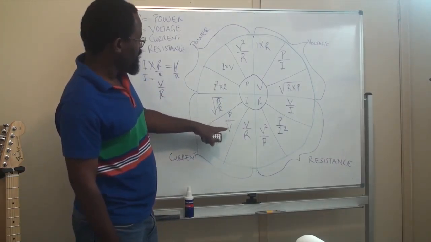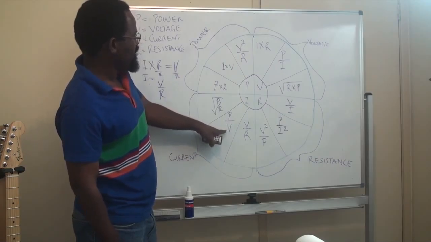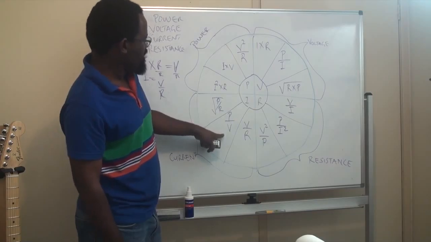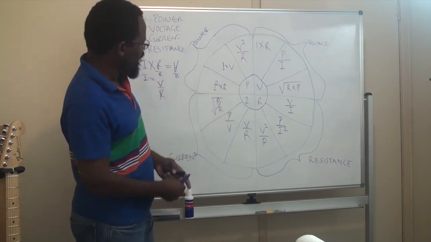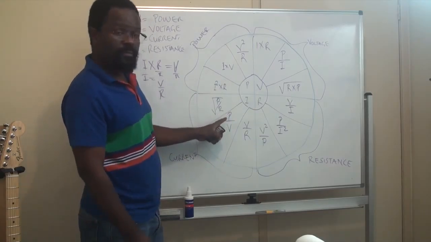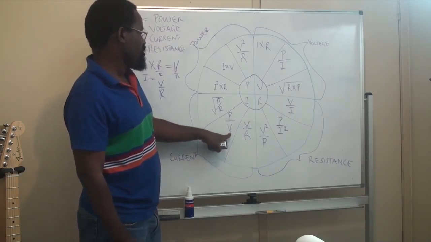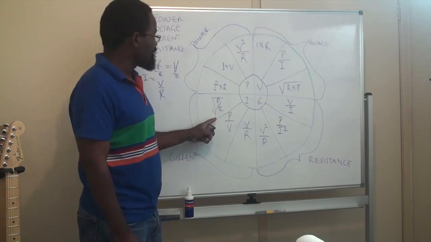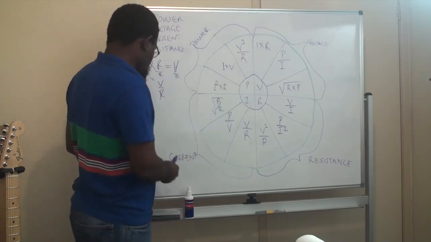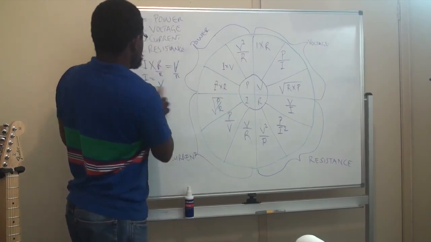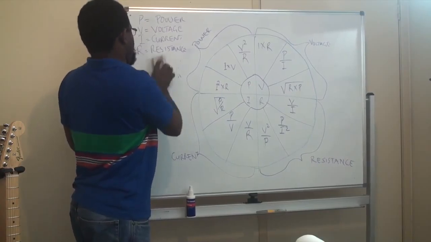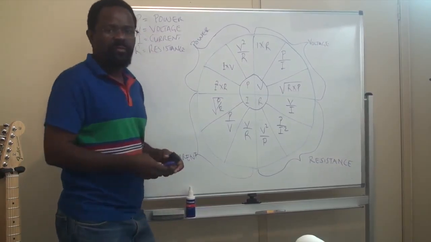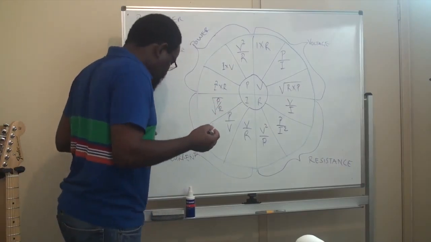Let's go forward a little bit. We'll derive this one as soon as we finish that one. So I is also equal to P, power over voltage, and I is also equal to the square root of power over resistance. Now let's go to power. After we do the power, we'll derive all the other formulas.